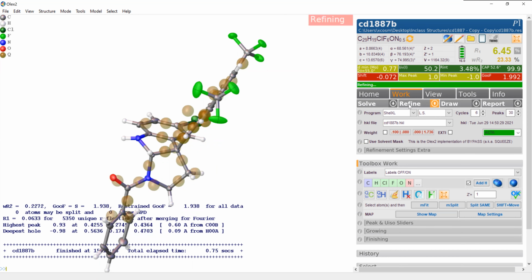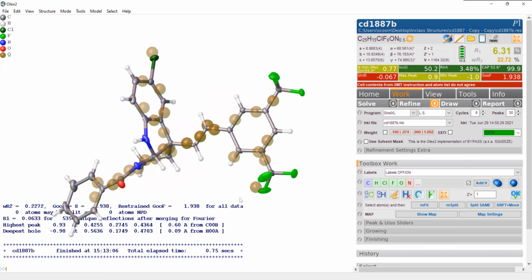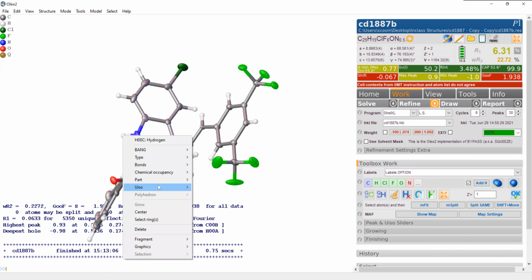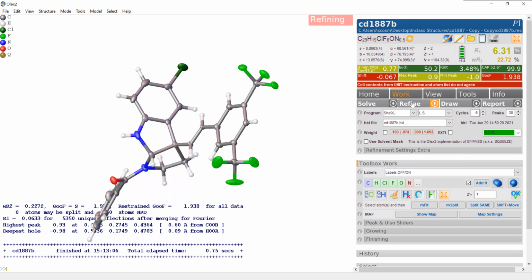And you see, as we're making these changes, the R factor is slowly improving. So these are positive changes we're making to the structure. And then make sure, since it's a hydrogen placed on an electron density peak, you right click and set UISO 1.2x. Refine that as well.